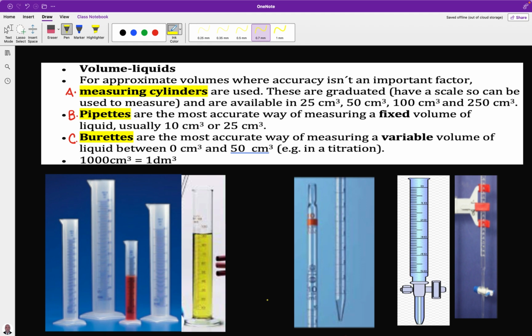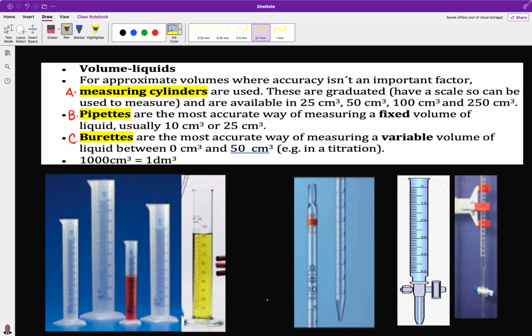In this case, there are many of these equipment that are used for the measurement of volume of liquids. We have the measuring cylinder, we have the pipettes, and we have the burettes. We also have beakers. In this case, it all depends on the accuracy.